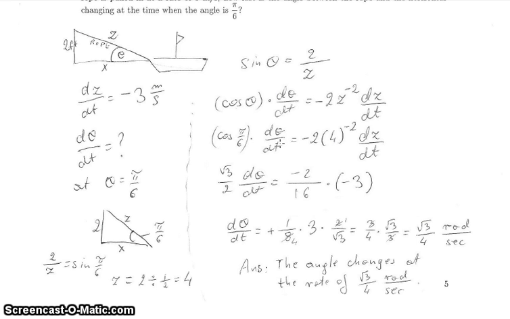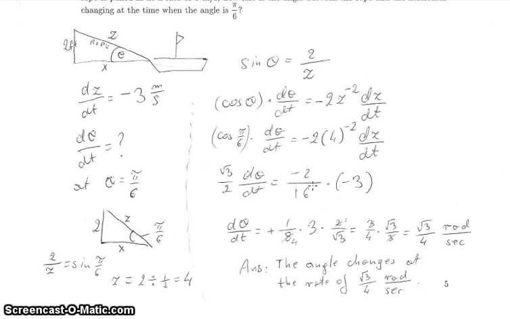And then you plug your values in, so you have cosine of pi over 6, which is root 3 over 2, then the value of z is 4, and the value of dz/dt is negative 3. That was given to us in the problem. So you have your equation with the values plugged in over here, and you just solve this equation for d theta/dt.